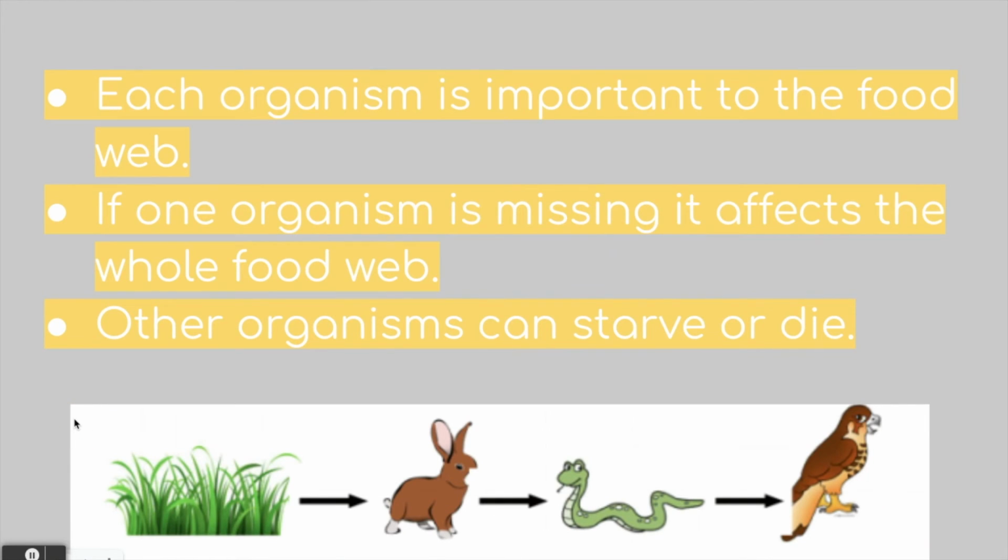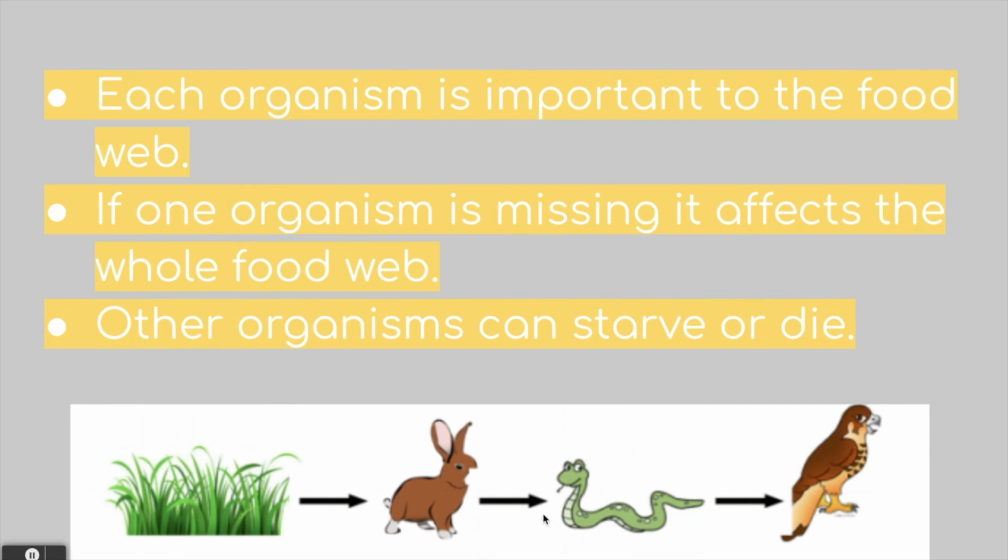Now let's take a look at these different food webs. Each organism is important to the food web. If one organism is missing, for example, if a snake was missing from the food web, it will affect the entire food web. Organisms that depend on the snake for food, like this hawk, will not have any food to eat and will begin to starve. So if the snakes were to go missing, it would affect hawks. But not just hawks, it can also affect the bunny rabbits.